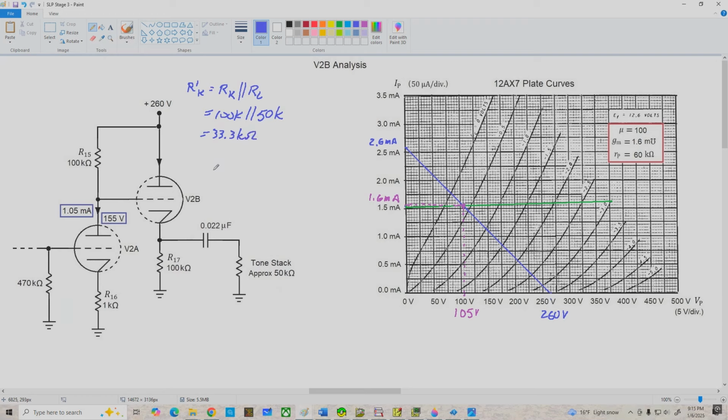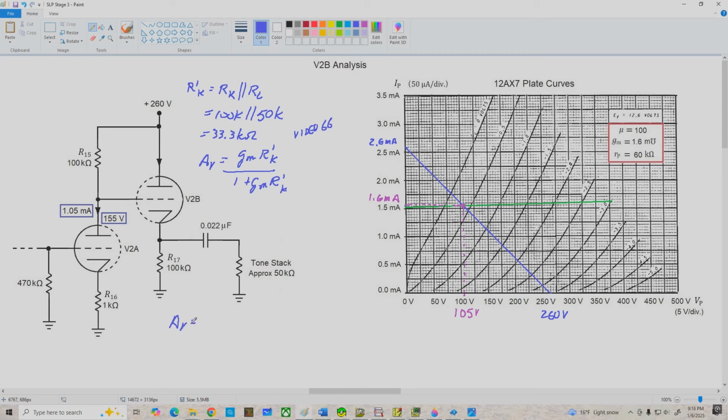Now we can determine the voltage gain of V2B, and since this is a cathode follower, the gain should be pretty close to 1. The actual gain equation is A sub V equals GM times R prime K divided by 1 plus GM times R prime K. And if you want a review of where this equation comes from, we've derived it back in video 66, and you can see where that comes from. But in this case, let's jump down here.